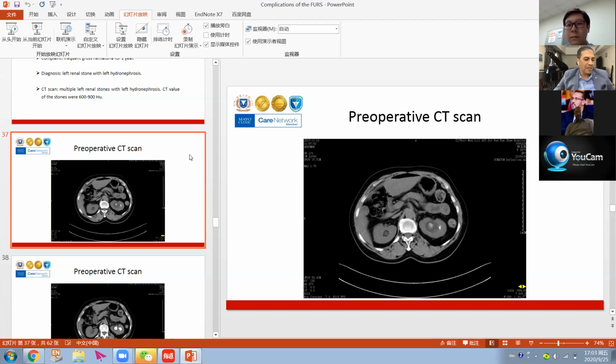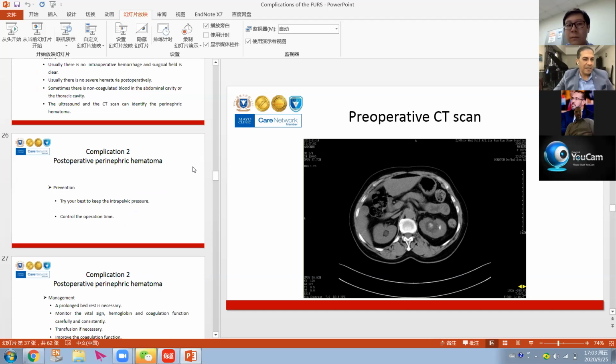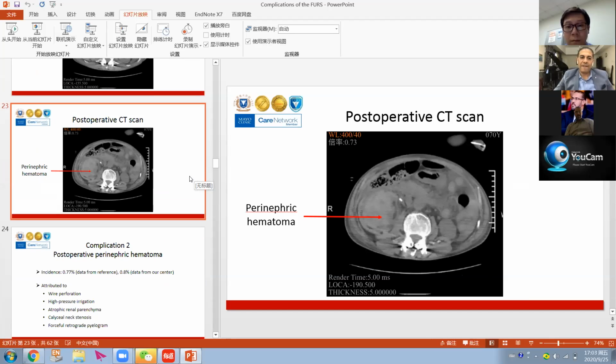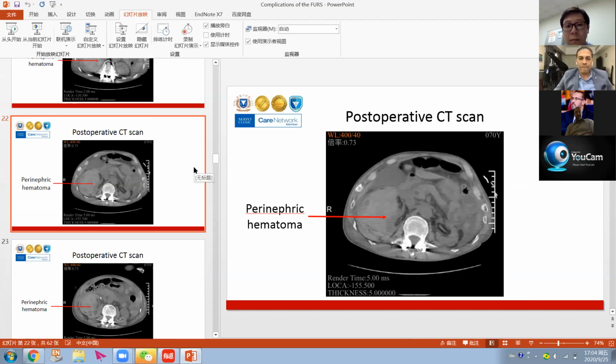Second case with hydronephrosis and an upper ureteric stone, 1.5 centimeters, and severe hydronephrosis with thin parenchyma. The postoperative complication is urinoma, perinephric urinoma, and there is a small residual stone in the upper ureter. How to manage this complication? By percutaneous drainage, or inserting a double-J stent, or conservative treatment? How to manage it if this complication has already happened?